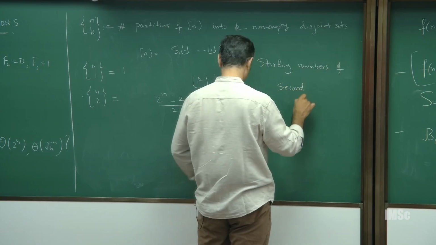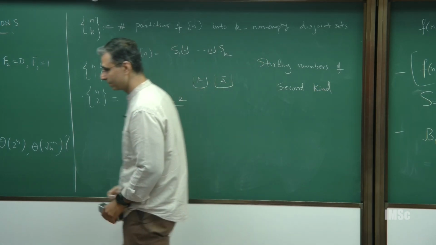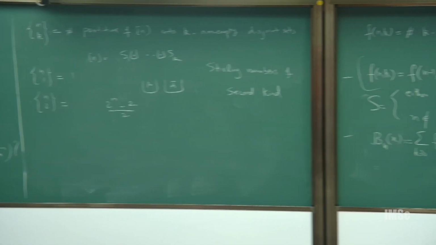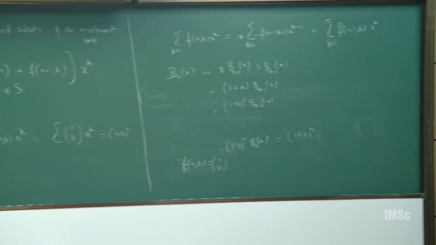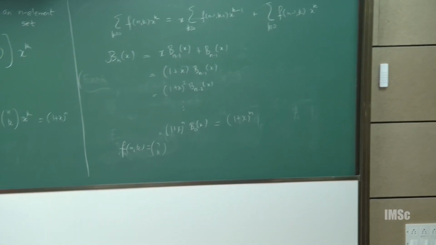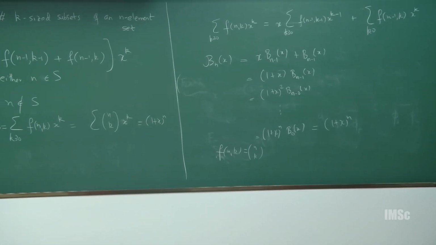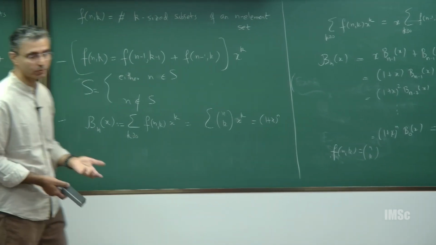Which means there must be Stirling numbers of the first kind also, but we will not worry about that today. So, what we want to do is understand these numbers, right? Just as n choose k, we want to understand this sequence. What is the generating function for this sequence?